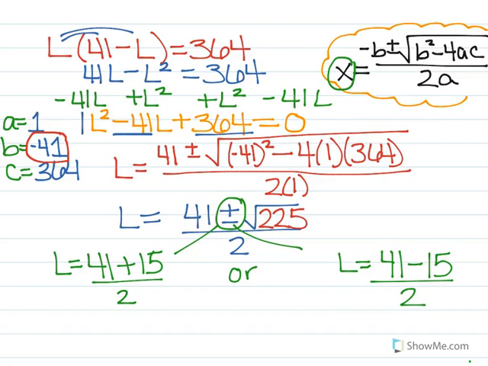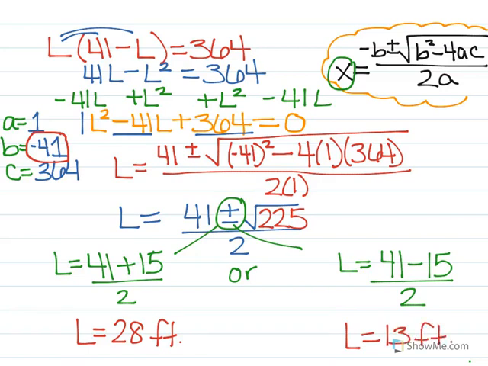So, when we add 41 and 15 together to get 56, and then we divide that 56 by 2, we're going to end up with a length of 28, and remember the units were feet. And the other alternative, 41 minus 15, would give me 26, and 26 divided by 2 would give me a length of 13 feet.